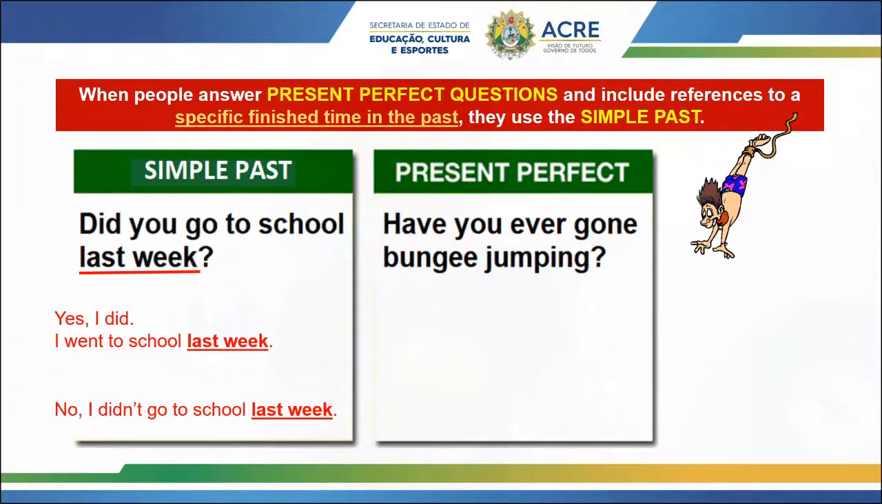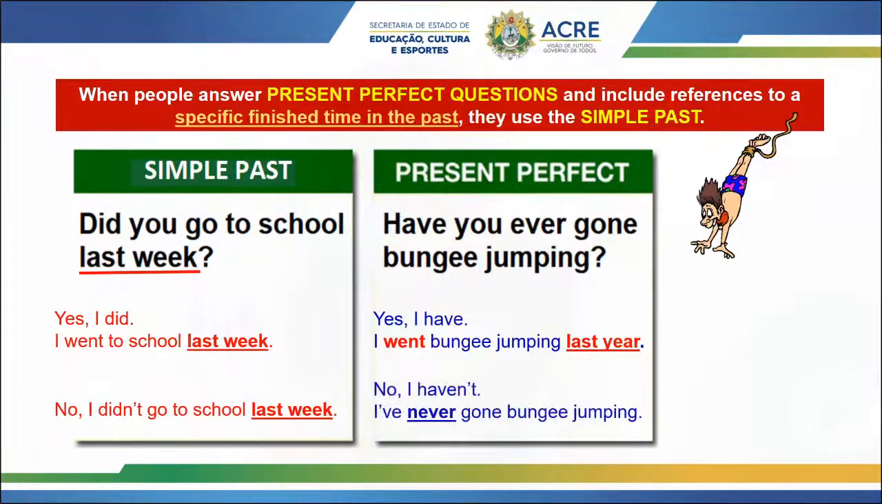Present perfect. Have you ever gone bungee jumping? Yes, I have. I went bungee jumping last year. The question is in present perfect. The answer is in simple past. Why? I went bungee jumping last year has a specific time. That's why we are using simple past. Now a negative answer. No, I haven't. I've never gone bungee jumping. This action has never happened. That's why we are using present perfect.